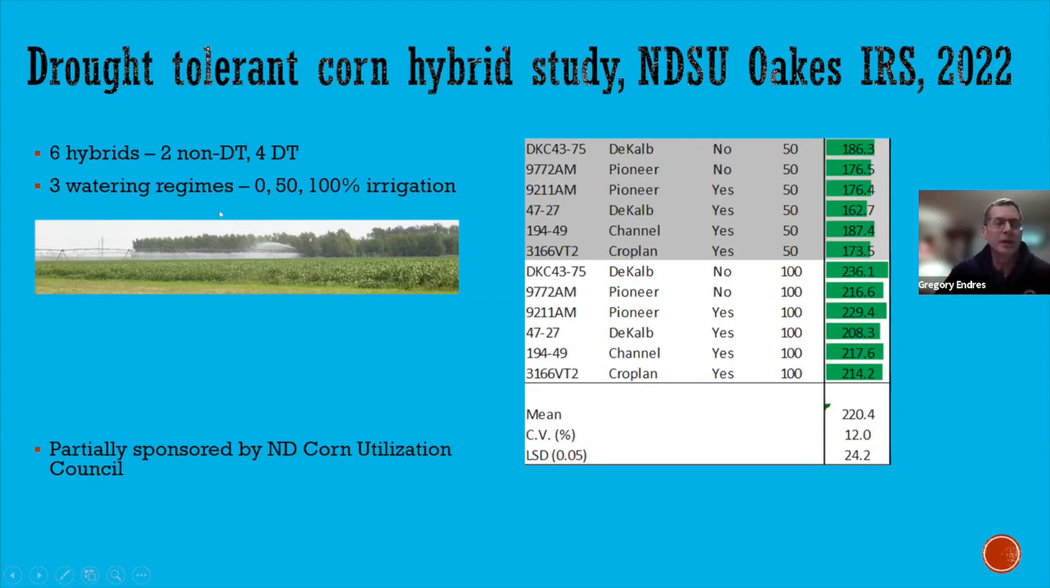Either we don't use any irrigation, just rely on rainfall, and then we use irrigation to provide around 50% of the total water needs of the crop, and then 100%. Or in other words, no water is not a yield reducing factor. And so at this point, we really can't draw any conclusions.